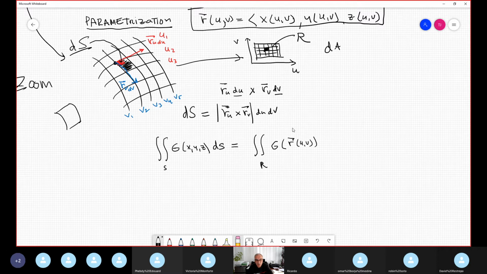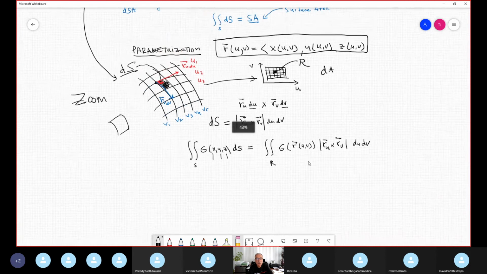To indicate this, instead of x, y, and z, you put this, and this is the same thing. And dS is the magnitude of r_u cross r_v, du dv. And this is the formula to compute the surface integral when you have in your hand the parameterization of the surface.